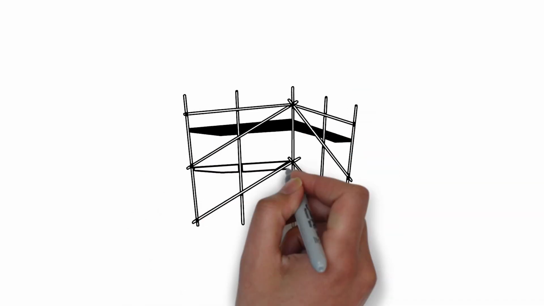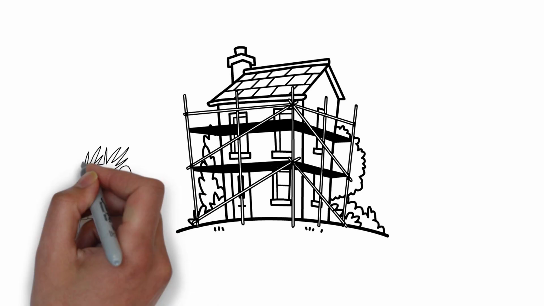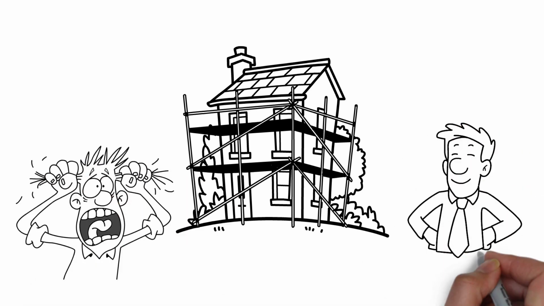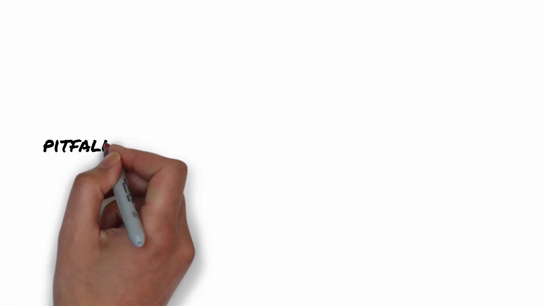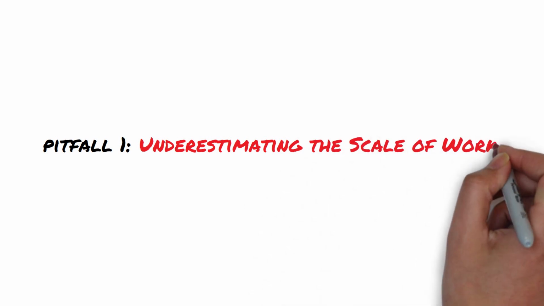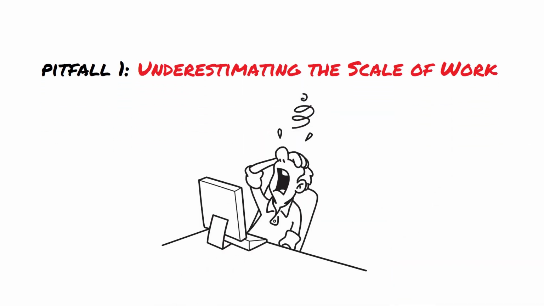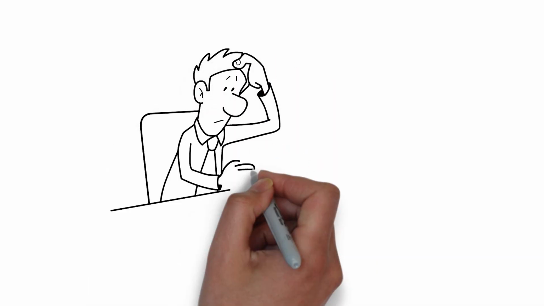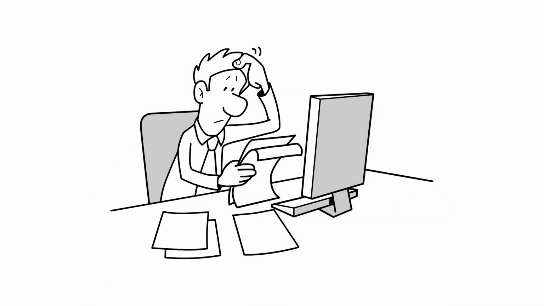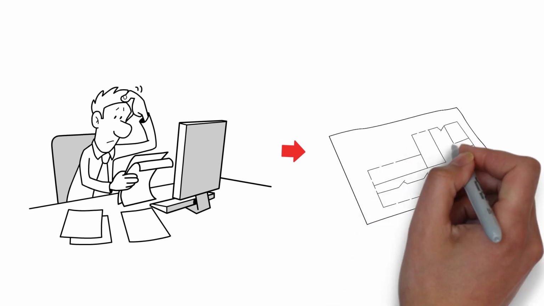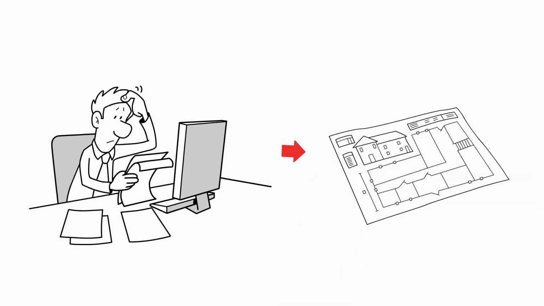While our renovation dance is elegant, pitfalls lurk in the shadows. Let me guide you away from these potential traps. Pitfall 1. Underestimating the scale of work. The first pitfall, underestimating the scale of work. It's like facing an opponent blindfolded. You're asking for trouble. Always assess the full scope of renovations to avoid surprises mid-battle.